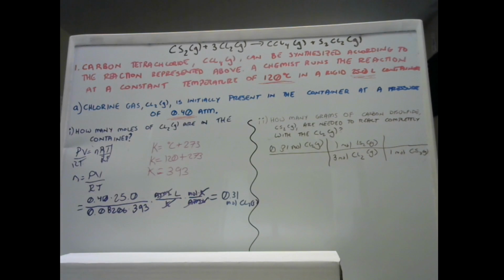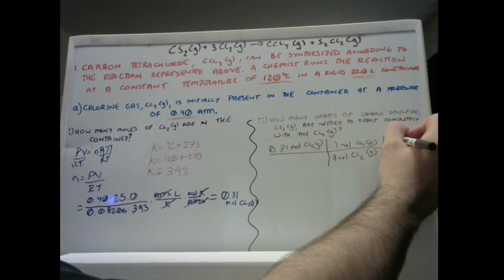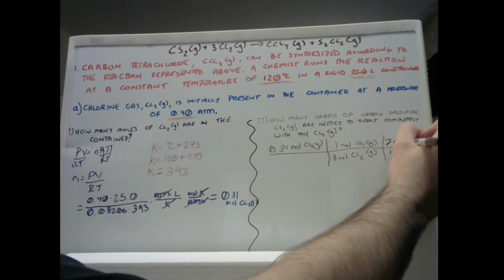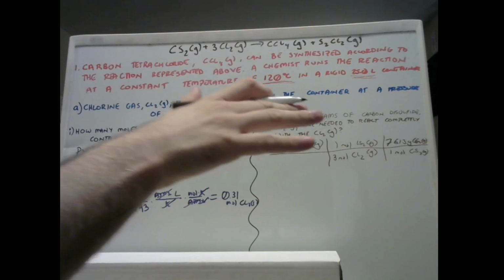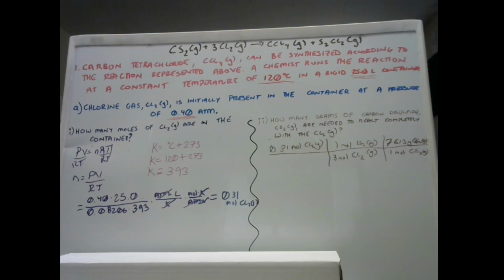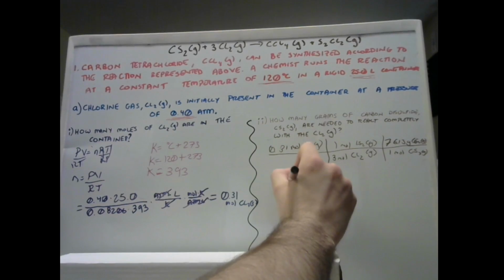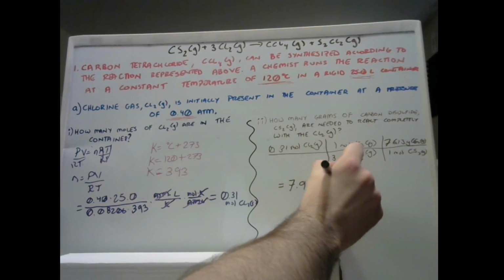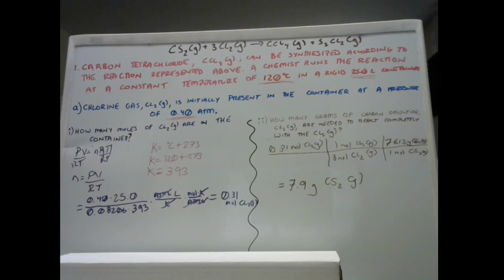Well, we have 2 sulfurs. Each sulfur is, according to our periodic table, 32.06 grams. The carbon is 12.01 grams. Add those all up, you will get 76.13 grams CS2 gas. Multiply across the top, divide across the bottom, and it gives you 2 sig figs, 7.9 grams CS2 gas.